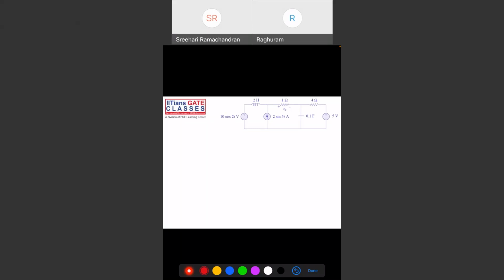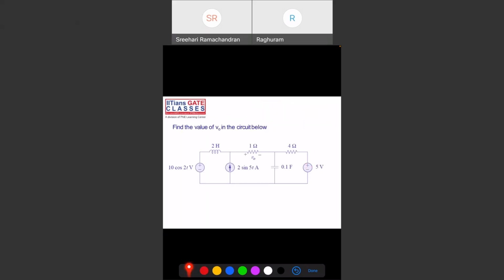So you have three different sources. There is a voltage source of 5 volts, a DC voltage source. There is an AC voltage source of 10 cos 2t. And there is an AC current source of 2 sin 5t. You have three sources: a DC source and two different AC sources, and their frequencies are different. You can't directly take them.